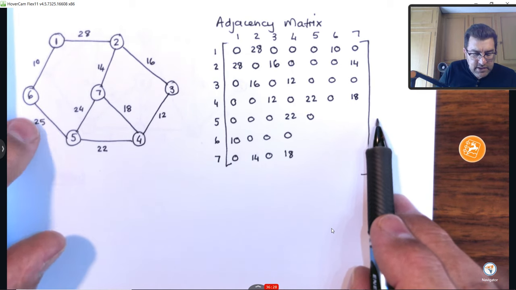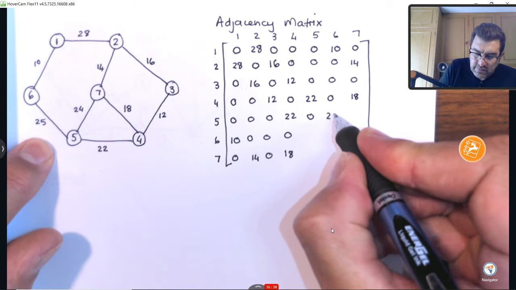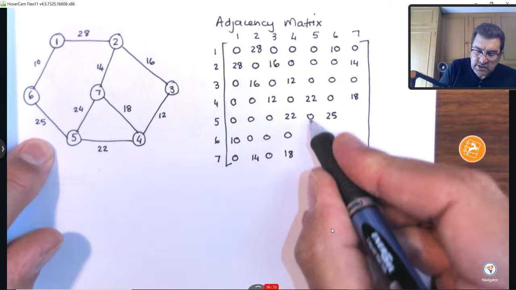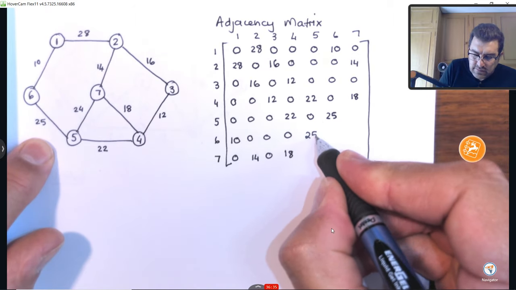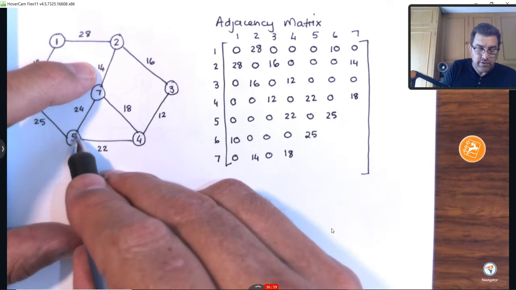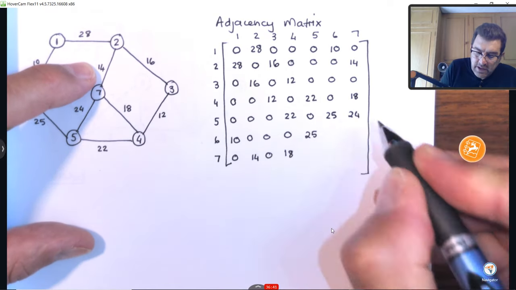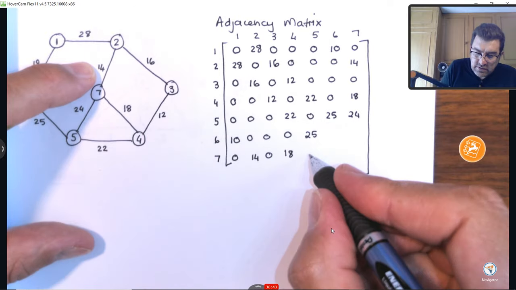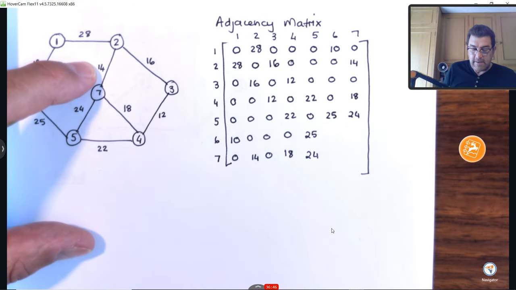So 5 is connected to 6 with a weight of 25. So 6 will be connected to 5 with a weight of 25. 5 is also connected to 7 with a weight of 24. So 7 will be connected to 5 with the same weight. And that's done. That takes care of 5.